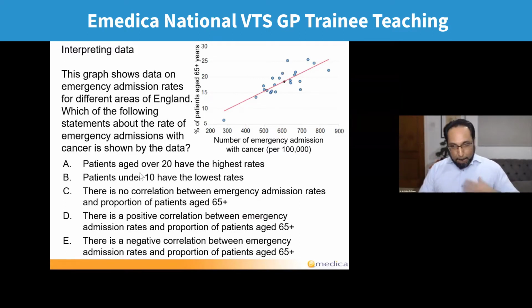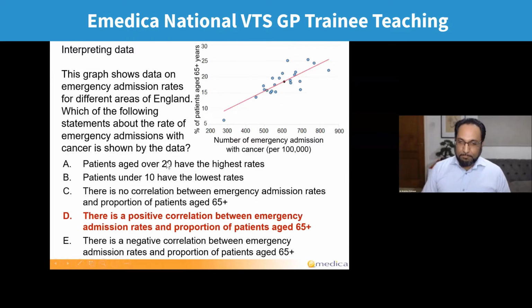So what can we tell from it? The correct answer is D, that there's a positive correlation between emergency admission rates and proportion of patients aged 65 plus.